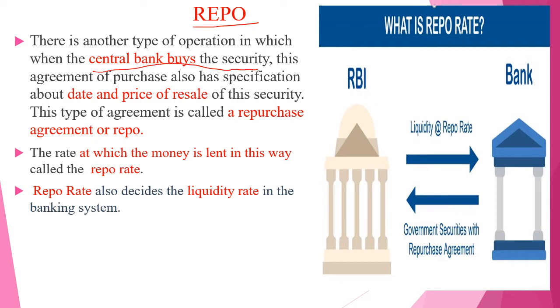In the case of repo, the central bank buys the security. This is an agreement of purchase, and the agreement of purchase has a specification about the date and price of resale of the security. That is, in the case of repo, the Reserve Bank of India or central bank buys the security, and the agreement of purchase also specifies the date and price of the resale of this security. This type of agreement is called a repurchase agreement or repo.